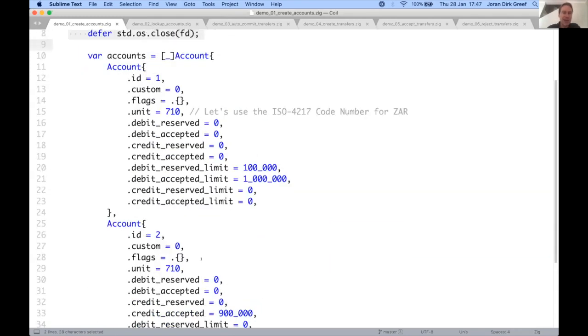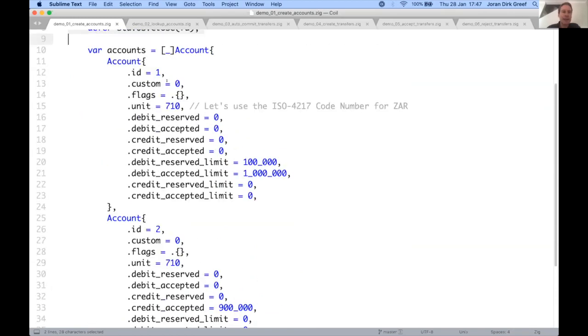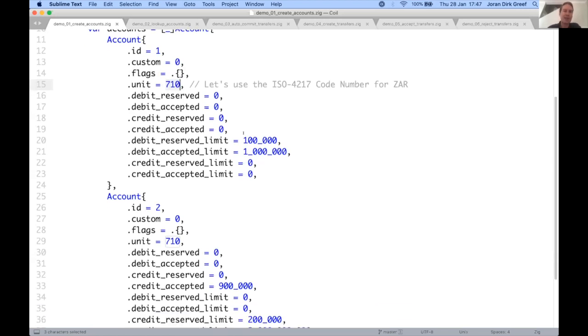These are two accounts. And we've got an account ID. We've got some custom opaque 128-bit user data, 64-bit flags. This is a unit of value. So we're saying that this account's amounts are in terms of unit of value. Could be gold bars, marbles. Here we've just used ISO 4217 code for ZAR, South African Rand.